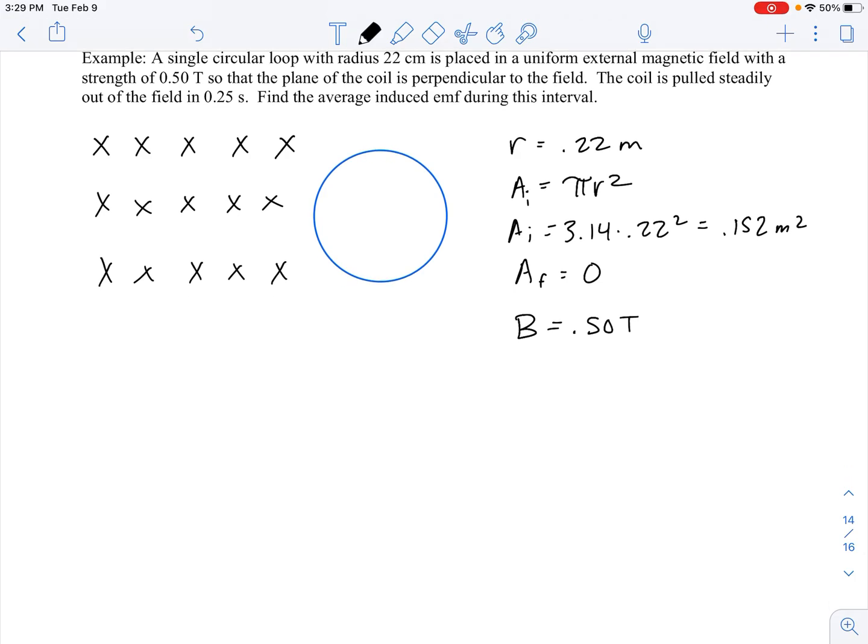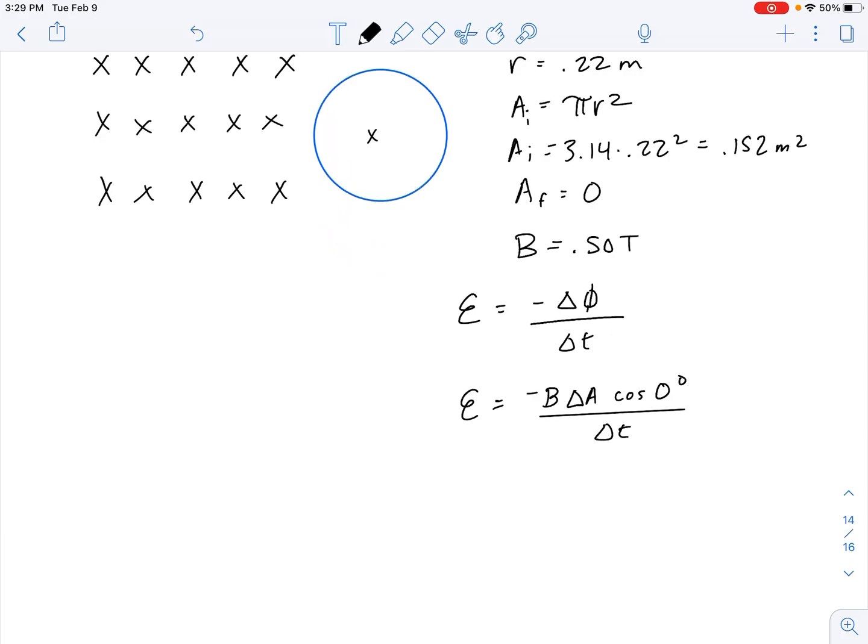And I'm going to use the same formula as last time. EMF is equal to negative change in flux over change in time. Change in flux is B times the change in the area times the cosine of 0 degrees, over delta t. Again, remember that the area vector is perpendicular to the plane. Could be going into the page or out of the page.